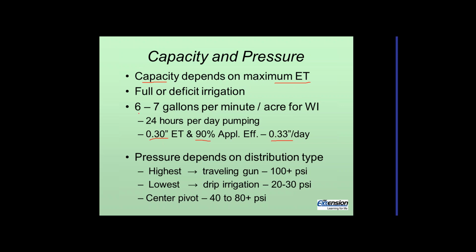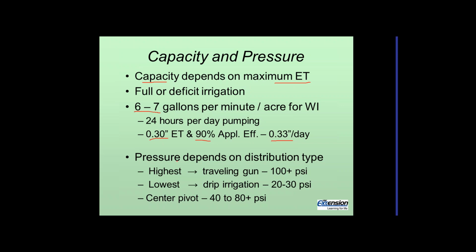Well, if you calculate that out into gallons per minute, it's going to be 6 to 7 gallons a minute per acre of land, and that's pumping 24 hours a day. So if we only wanted to pump 12 hours a day, it's got to be double that. So it'll be 12 to 14 gallons a minute. So that just gives you an idea of the amount of water we need.